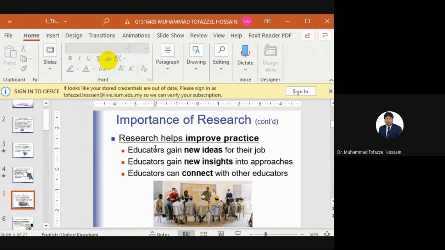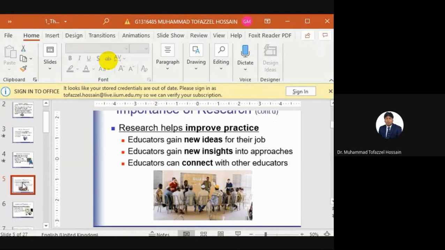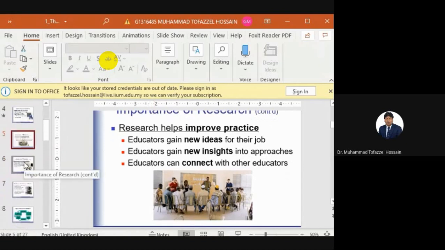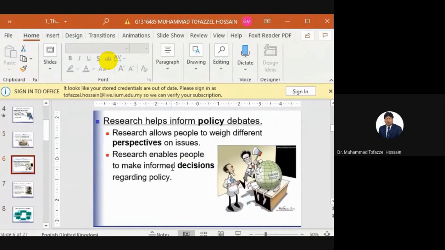You can find what other people are doing, what other people are thinking. In that way you can connect with other educators. For example, the way you are implementing CLT in the context of Bangladesh, is it the same way that other countries, Japanese, Chinese, Burmese, Indian, African, are doing? So you can also connect with other educators, right? You can know about the story of other people.